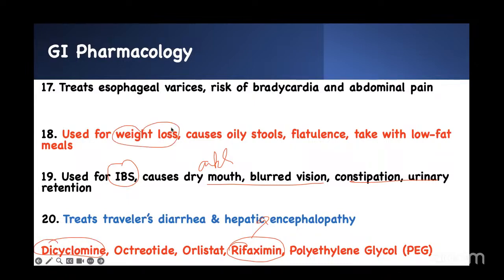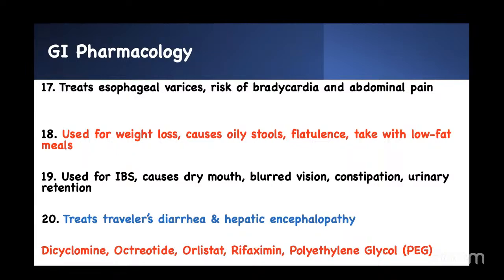Use it for weight loss. And you're going to have stool that is oily and flatulence because it blocks fat absorption. And you should take it with a low-fat diet. What is that? Orlistat. And then finally, esophageal varices. This is the medication used to treat esophageal varices, and it causes bradycardia. This is octreotide. Therefore, 20 medications, know them, put them on the NCLEX, and you'll be fine.